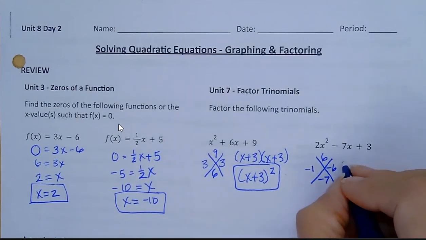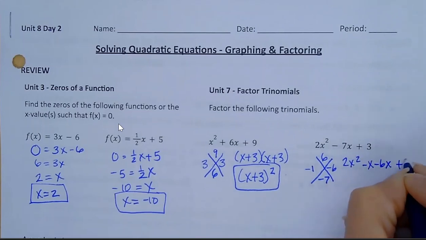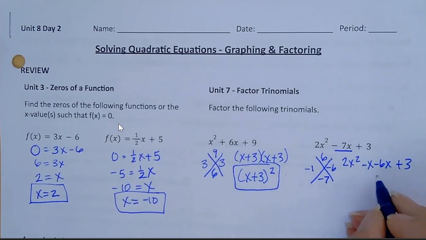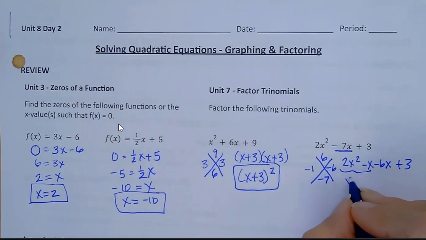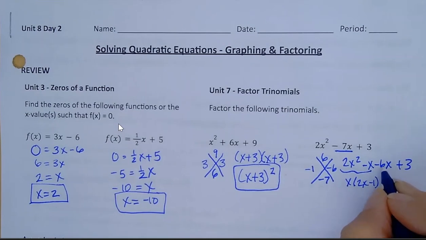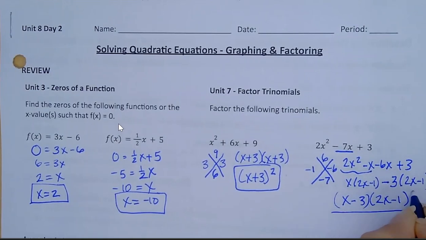So if I solve by grouping, it's going to be 2x squared minus x minus 6x plus 3, right? I just broke apart negative 7x, so that is negative x minus 6x. Group, I'm going to take those first two and I'm going to pull out x, so I have x times 2x minus 1. And then I'm going to take out negative 3, and I'm left with 2x minus 1. My two factors then are x minus 3 times 2x minus 1. I have factored this trinomial, and those are my two binomial factors. All right, so that's just your quick review.